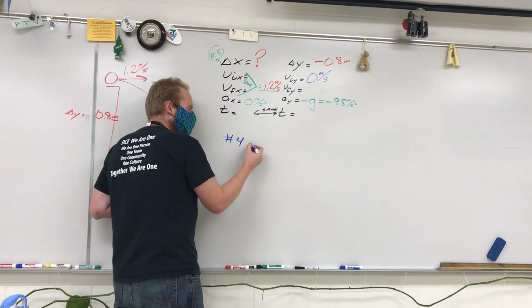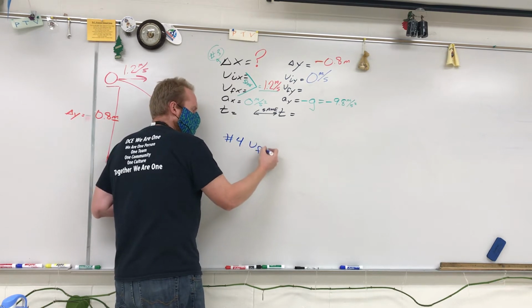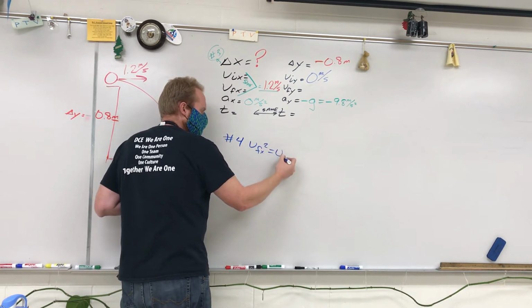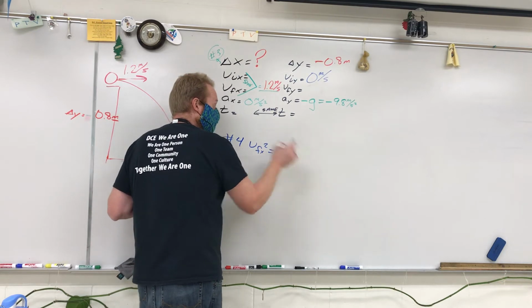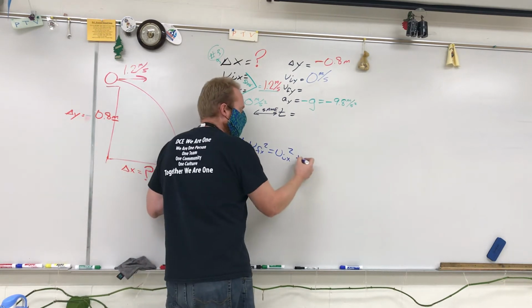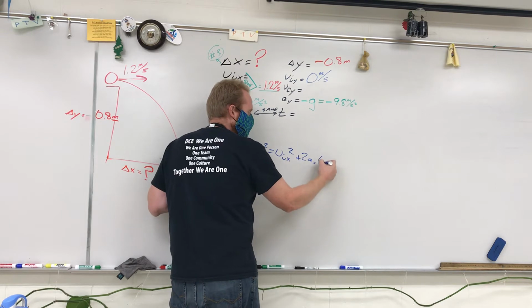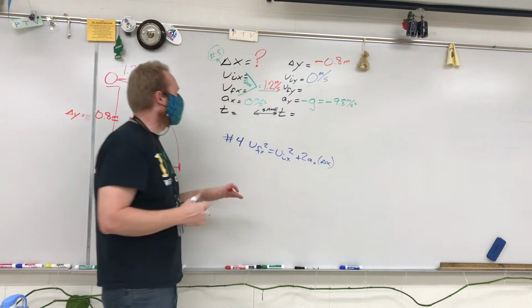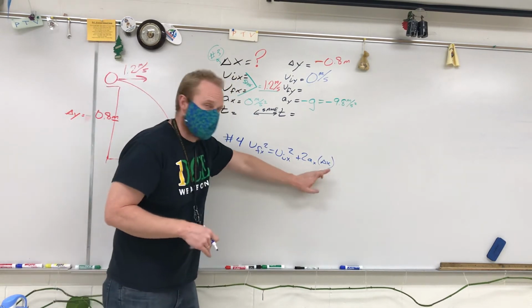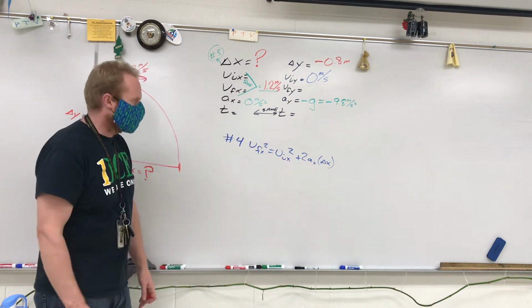Don't write this, because equation number 4 says final velocity in the x direction squared is equal to my initial velocity in the x direction squared plus 2 times ax times my delta x. I can solve for delta x, and I don't need time.